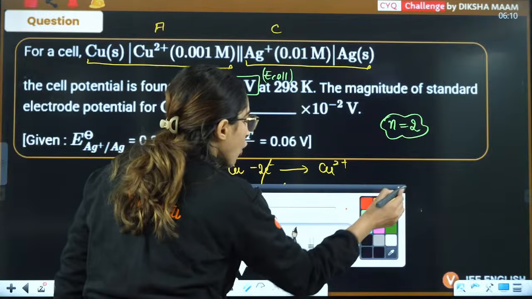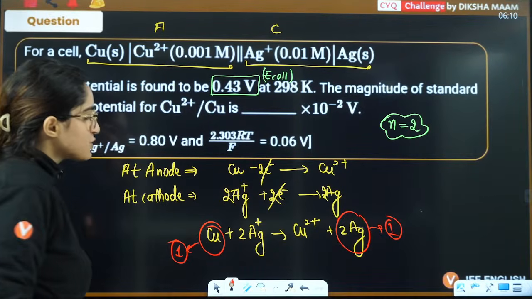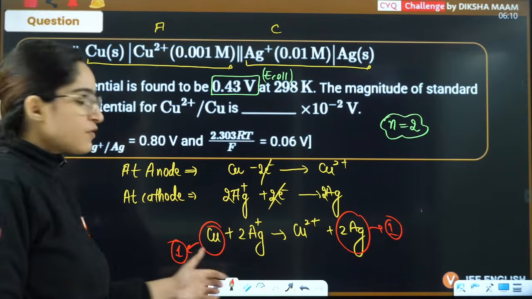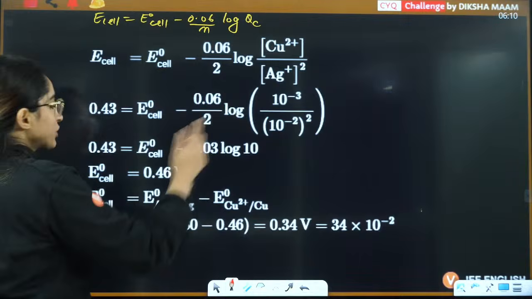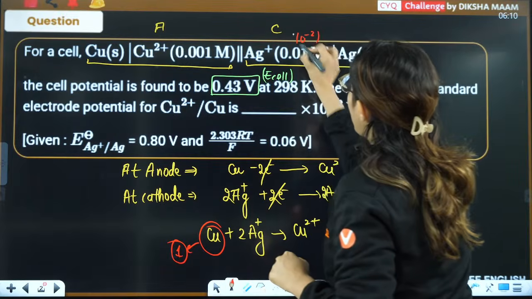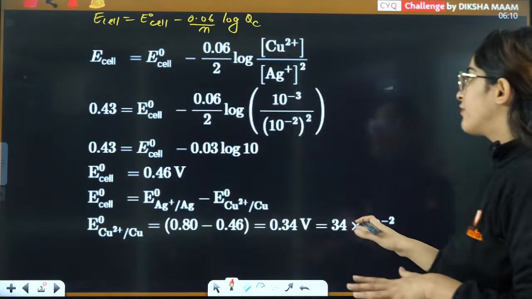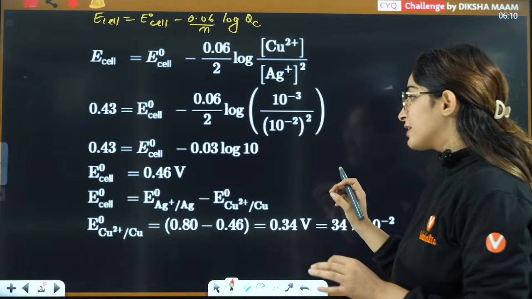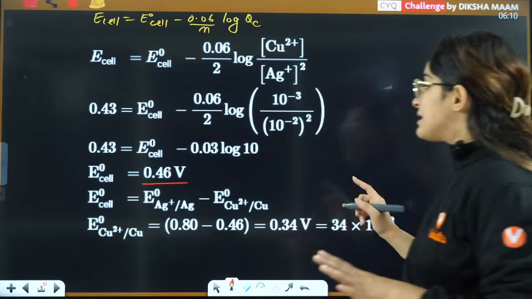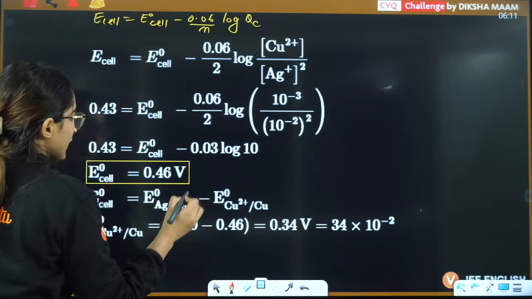Because for a pure solid the value is equal to 1, you will only take the ions here. So it is Cu2 positive divided by Ag positive raised to power square. Then put the concentrations here. This is given to be 10 raised to power minus 2, and this is given to be 10 raised to power minus 3. Now put all the values over here and solve it, and you will get your answer. You will get the value of E naught cell here, that is given to be 0.46. Now once you know the value of E naught cell from the Nernst equation, you have calculated the value of E naught cell.